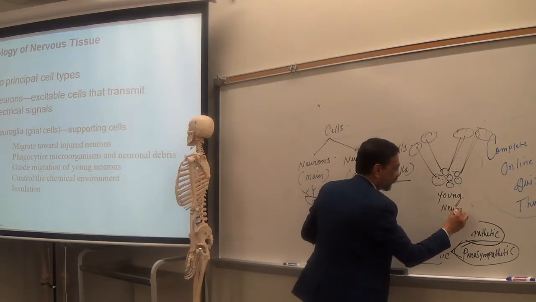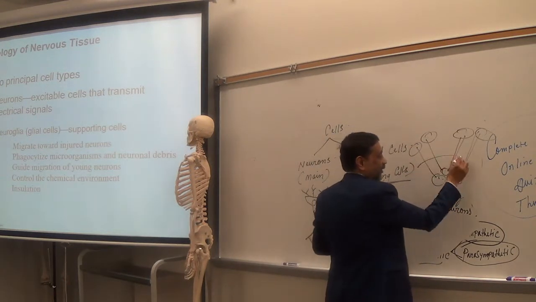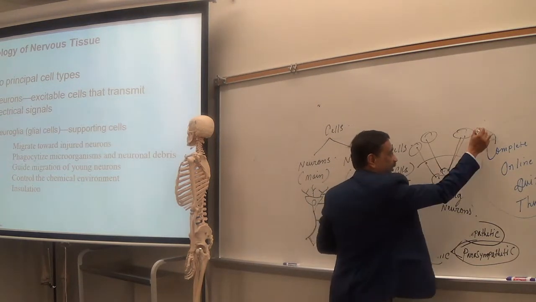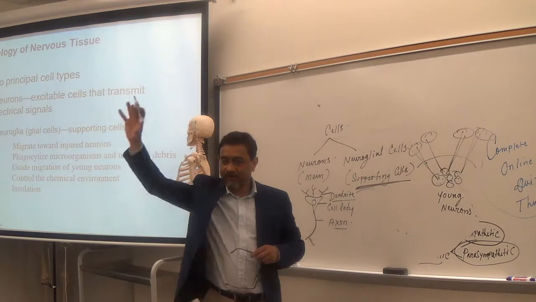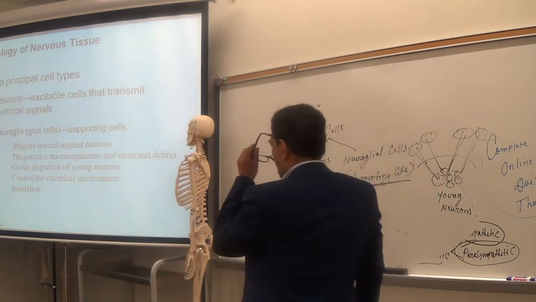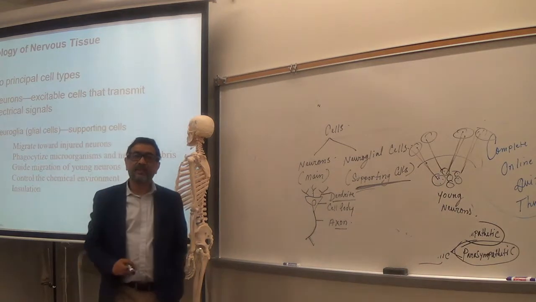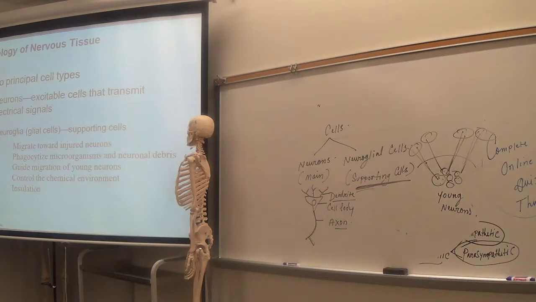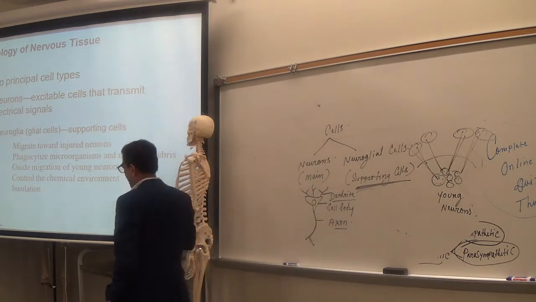Young neurons to move to different directions. Some neuroglial cells, those present in the brain or neural tissue, will guide them: you move to this direction, you move to this direction. To form different parts. So, guiding the young neurons' migration. Some neuroglial cells can secrete neurochemicals. Secrete what? Neurochemicals, to regulate the chemical environment inside the brain or nervous tissue.